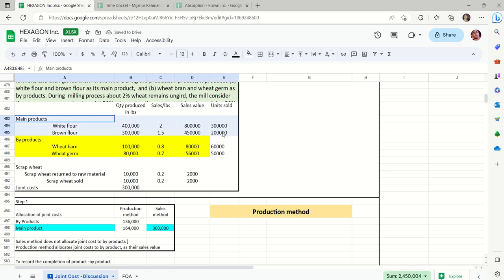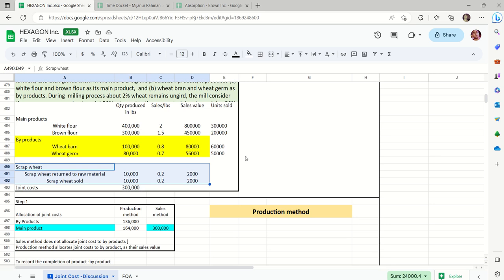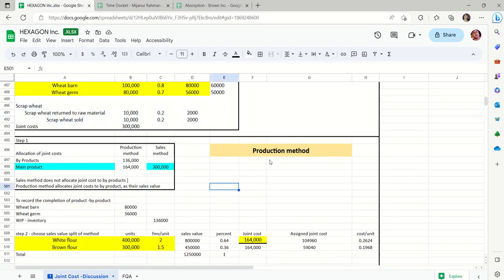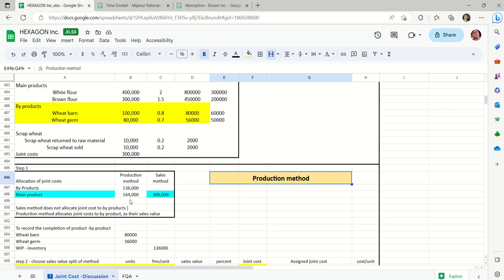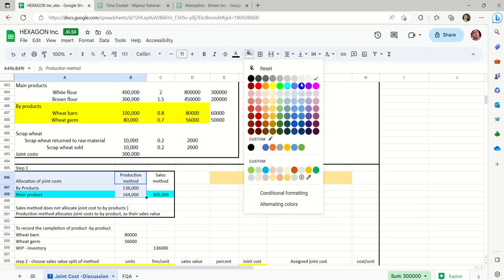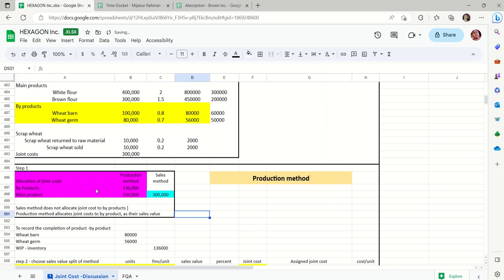These are our main products. These are our byproducts, highlighted in yellow. These are our scrap wheats. It can be used as raw material or can be sold. Whatever the company decides to do with that, let's go ahead with our production method. In the production method, what you do first, this is the production method. Let's highlight that in magenta.